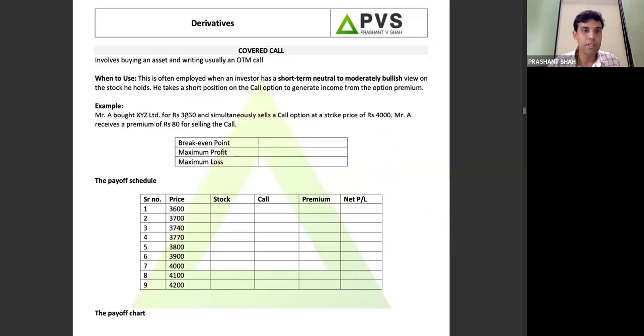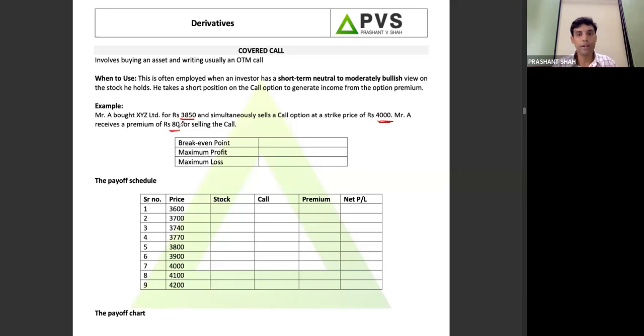Okay, now take this example. Mr. A bought XYZ Limited at rupees 3,850 and simultaneously sells a call option with a strike price of 4,000. So we can understand it's an out-of-the-money option, and he receives a premium of 80. Now, in our examination, what should we be learning?